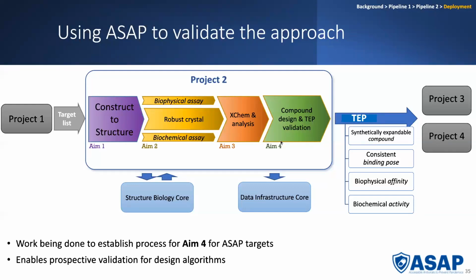and fragment expansions of some of this fragment screening data that can then be further screened and inform this iterative cycle of design. This would then allow development of these target enabling packages, which can then feed into later stages of the pipeline. So within this, we're trying to focus on this aim 4, which is this compound design step, and trying to establish a process for this. And this is really useful for people like me because it enables prospective validation for design algorithms and also provides a platform for method development.